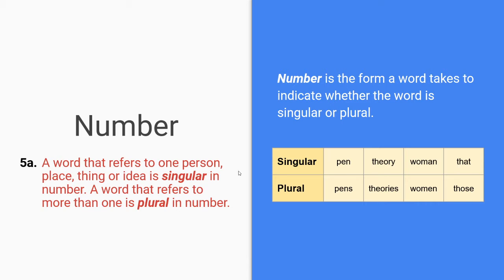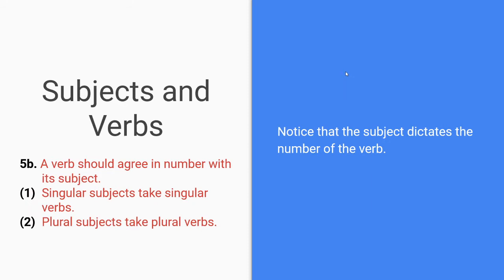So what is agreement? All right, we've talked about subjects, we've talked about verbs, we've talked about the fact that they can be singular and plural. Verbs can also be singular and plural. An agreement is when we have a subject taking singular or plural form, and then the verb that goes with it takes the same form. So a verb should agree in number with its subject. Singular subjects take singular verbs, and plural subjects take plural verbs.